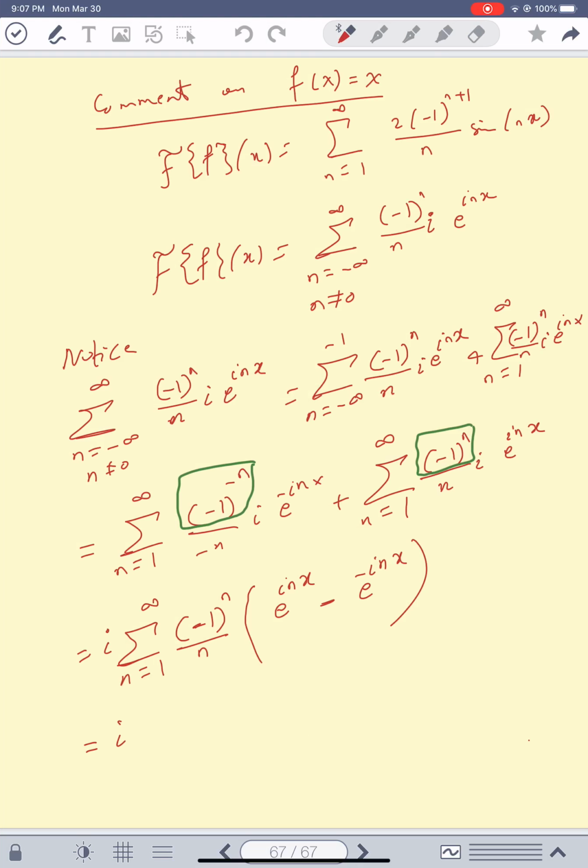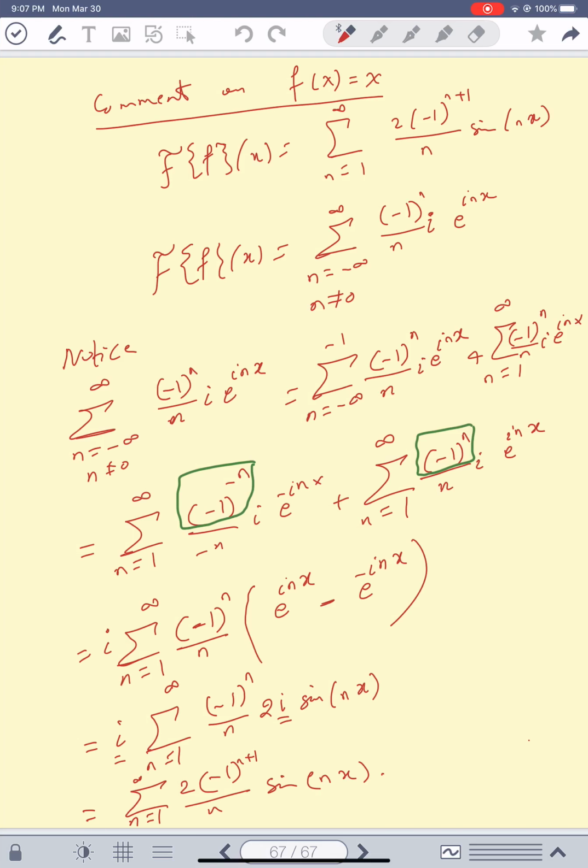And now what is this? This is the i again. This is the sum from 1 to infinity, -1 to the n over n. What is e to the i n x minus e to the minus i n x? It is 2i sine n x, which means now if you multiply the i, you have an i here and an i here. i times i is -1, and you already have -1 to the n, so together you will have -1 to the n plus 1. You have the 2 times sine n x, which is identical, and this is what we are trying to show.